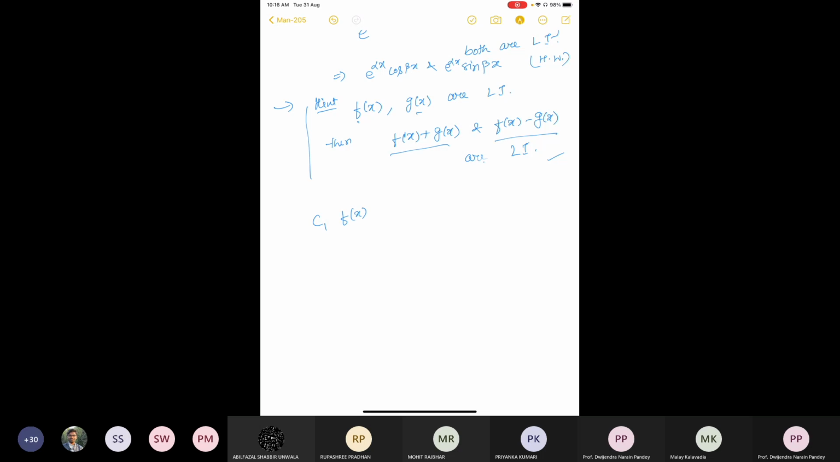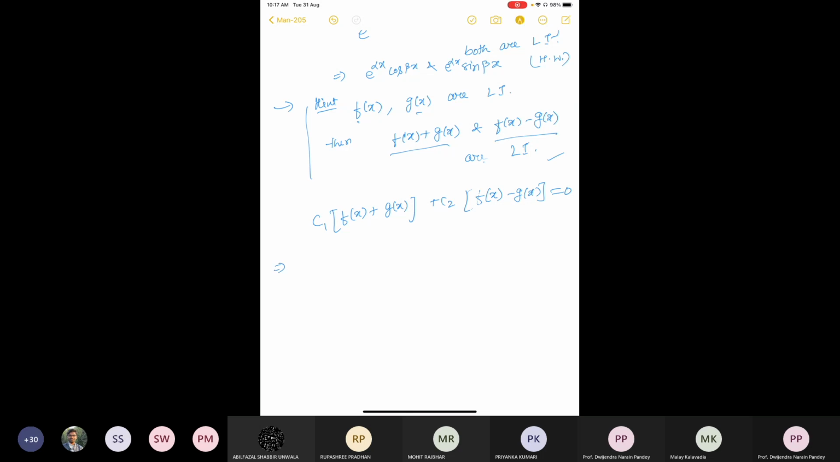So let us form the linear combination, c1 times (f(x) plus g(x)) and c2 times (f(x) minus g(x)), equal to 0. So if you want to check the linear independence of f(x) plus g(x) and f(x) minus g(x), form a linear combination of these and equate it to 0, and we try to see that we have only one possibility, that is c1 equal to c2 equal to 0. So the only possibility is the trivial solution for c1 and c2.